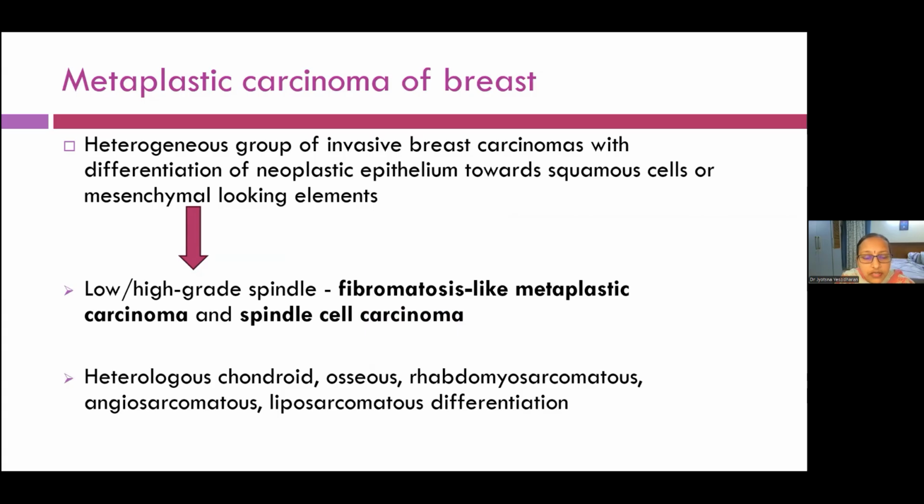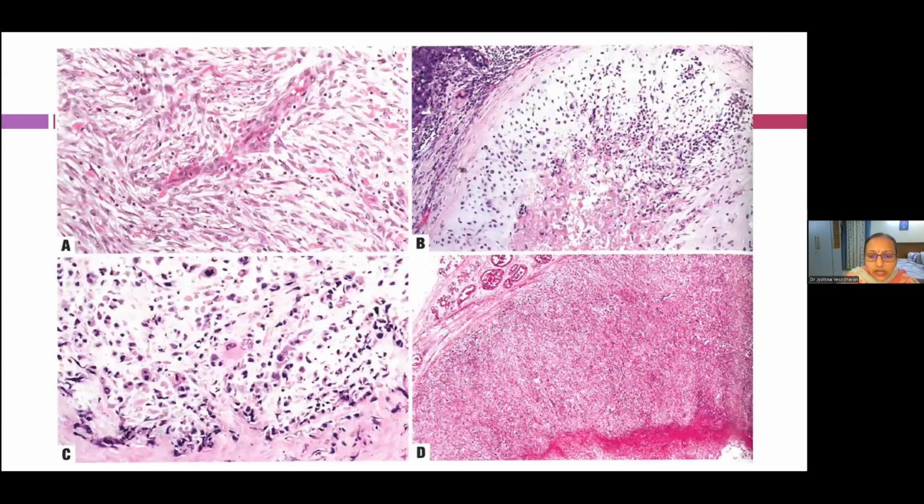So metaplastic carcinoma is a very heterogeneous group of invasive breast carcinomas wherein the neoplastic epithelium differentiates towards either squamous cells or mesenchymal-looking elements. Now, these mesenchymal-looking elements could be in the form of high or low-grade spindle cells, or they could have heterologous chondroid, which means cartilaginous, osseous, rhabdomyosarcomatous, or liposarcomatous differentiation. So this is just to show you the heterogeneity of metaplastic carcinomas. Here you can find the lesion has very spindly cells, bland looking. This is another metaplastic carcinoma with chondrosarcomatous areas. Here you can see a lot of matrix.